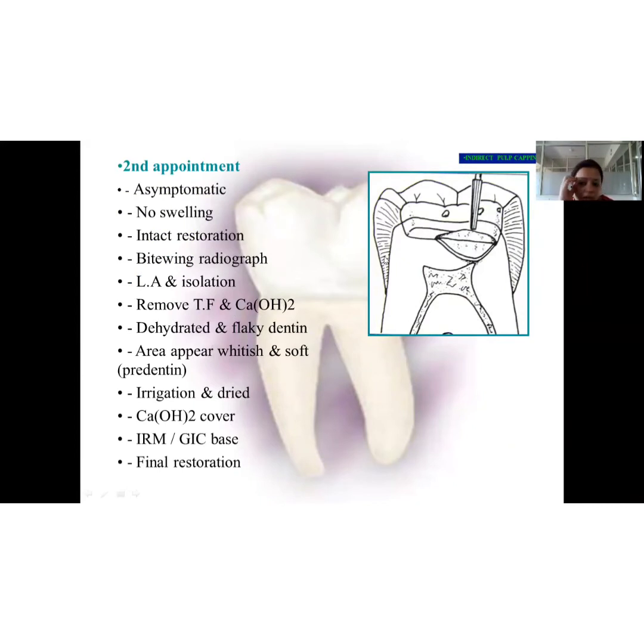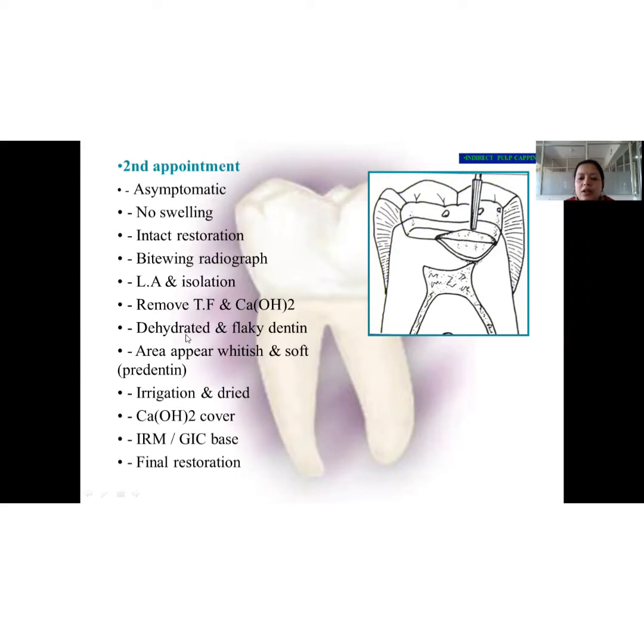First of all, we should check whether the tooth is asymptomatic or not. If the tooth is symptomatic, like mobility, swelling, persistent pain, night pain, then we need to proceed further. And if the tooth is asymptomatic and there is no swelling, and the restoration is intact, we again give LA and isolate. We remove the calcium hydroxide and the restorative material.